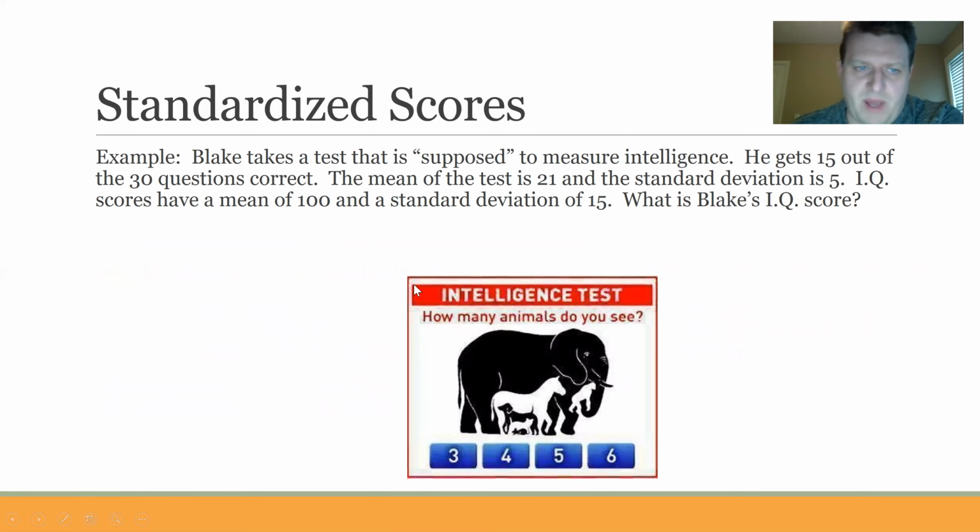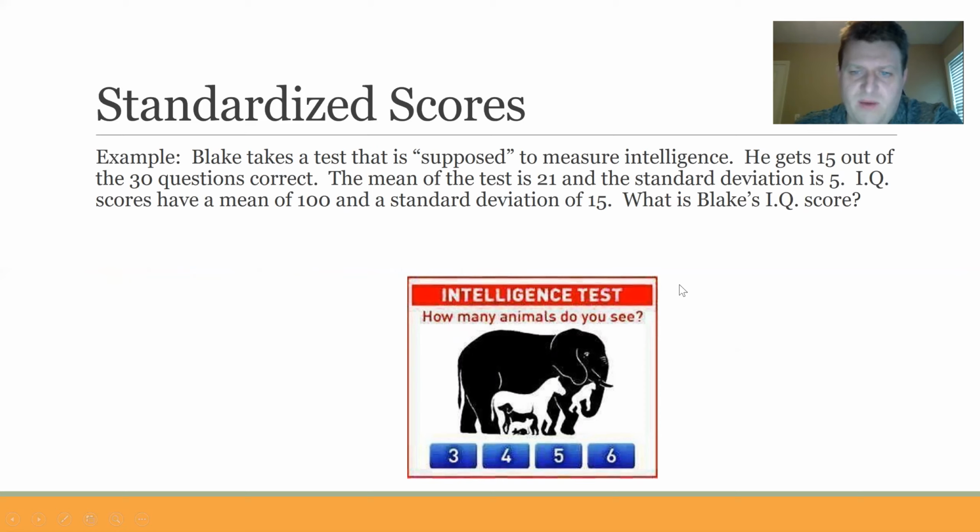All right, so we got Blake, and Blake surfs the internet and decides to take a measure of intelligence. And he gets 15 out of 30 items correct. The mean for the test is a 21. The standard deviation is a 5. And we want to find Blake's IQ score.